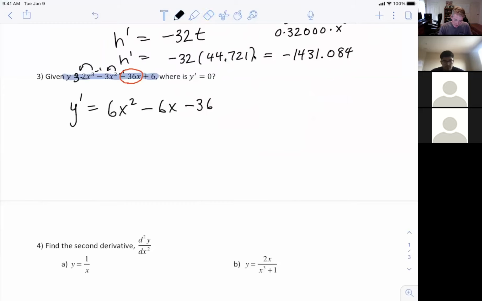And then for that 6 right there, the derivative of just a 6 is 0. Then the next thing is set it equal to 0. So not plug in a 0 for x, but plug in a 0 for y prime. So on this side, put a 0. And then solve for x.